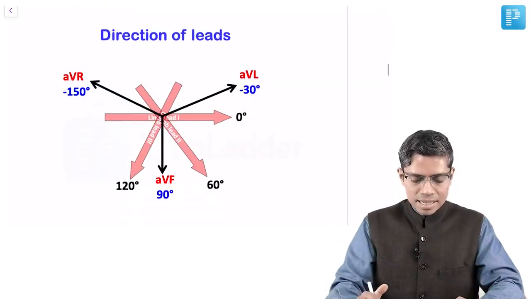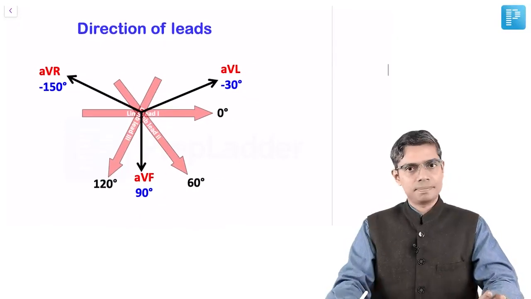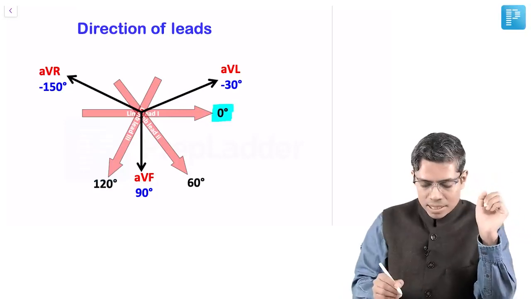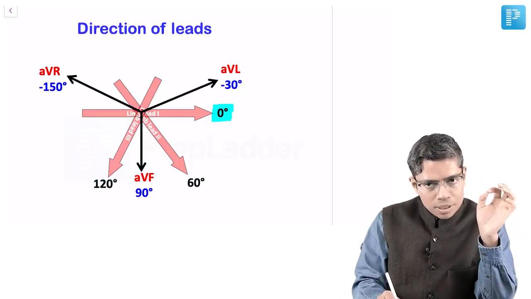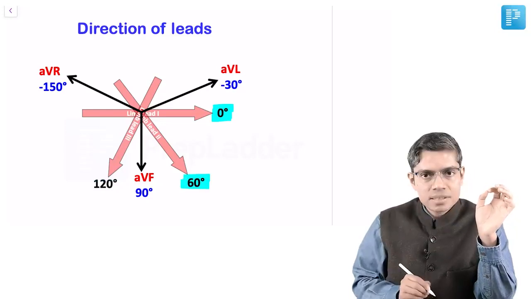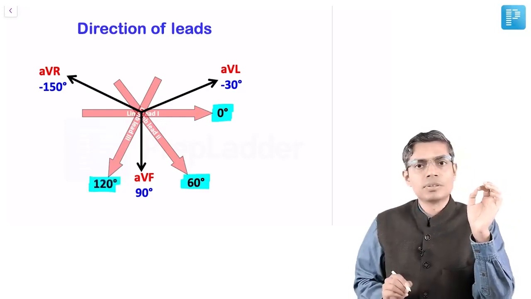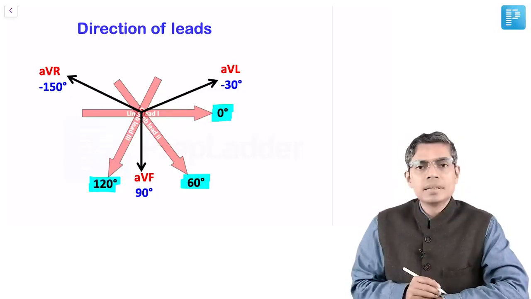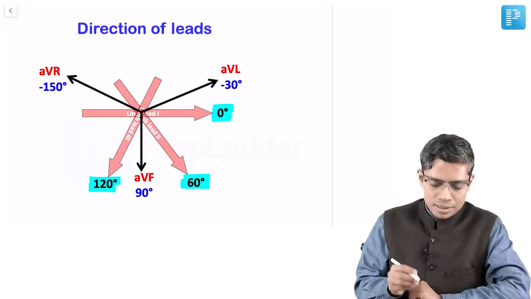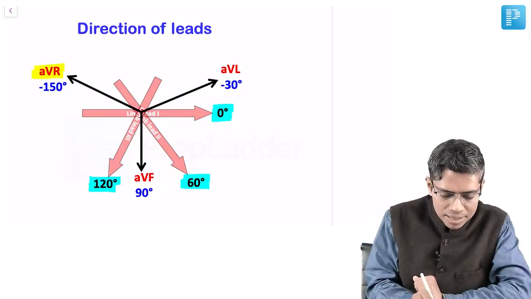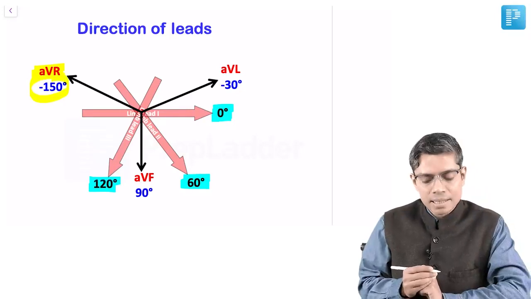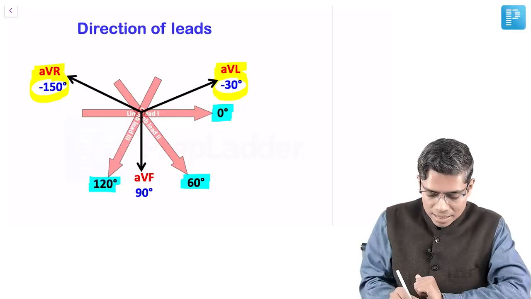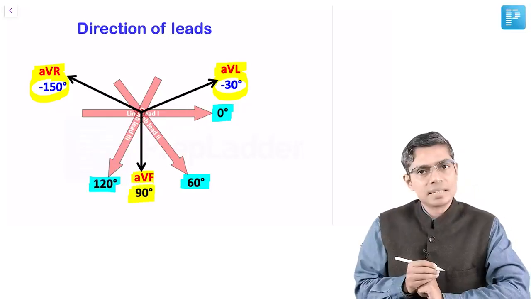So what is the direction of these augmented leads? Please try to recall. Previously we discussed that lead 1 is directed at 0 degree, lead 2 direction is 60 degree and lead 3 direction is 120 degree. Those are the bipolar leads. Here I have also given the direction of the augmented leads. AVR is directed at minus 150 degree angle. AVL is directed at minus 30 degree angle, and AVF is directed at 90 degree angle.